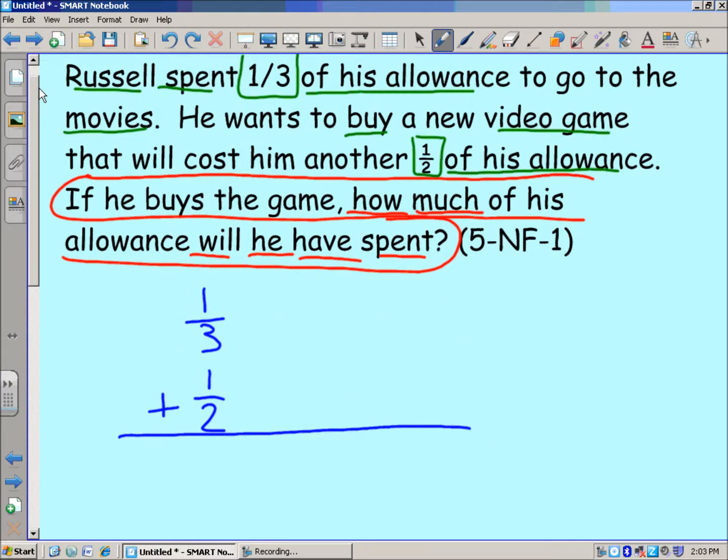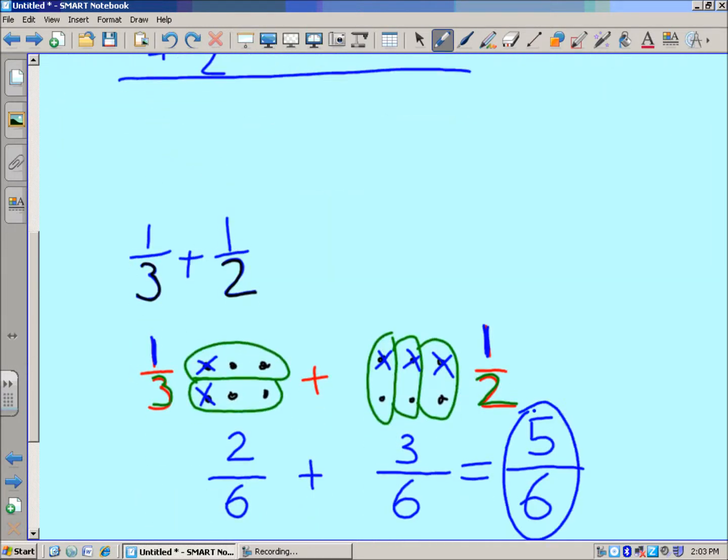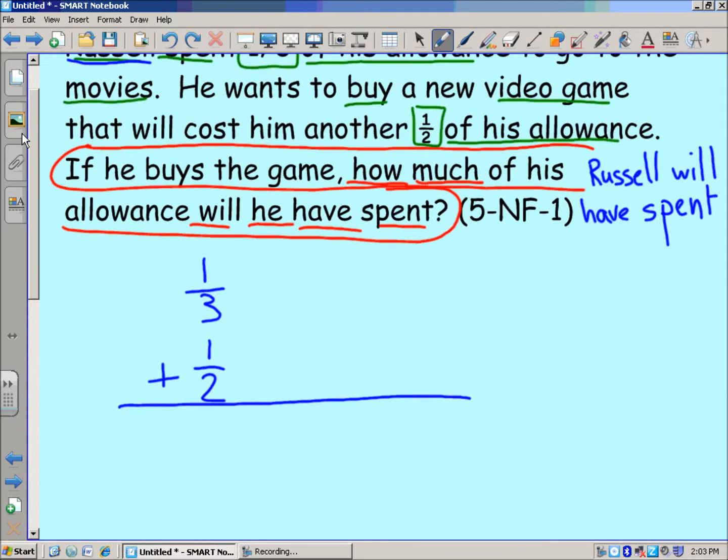So if he buys the game, how much of his allowance will he have spent? And his name was Russell, I believe, up here. Yep. Okay, so we can answer that in a sentence now. Russell will have spent, there it is, 5/6 of his allowance.